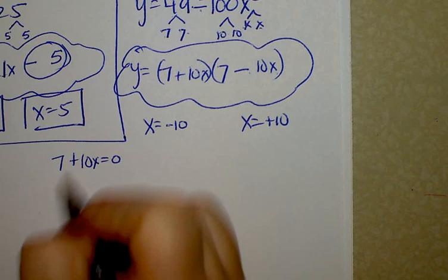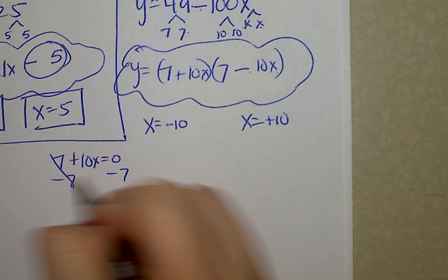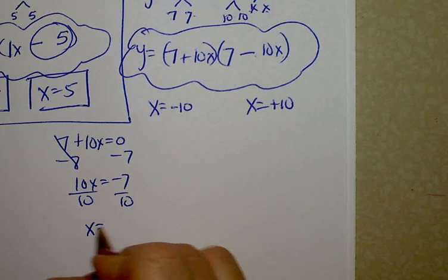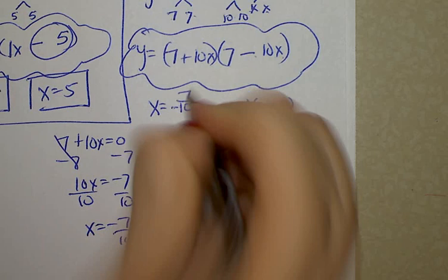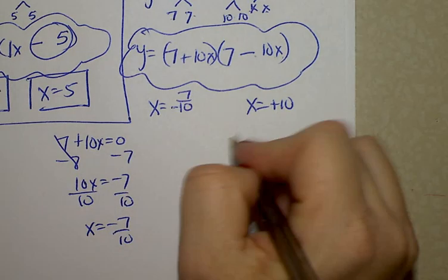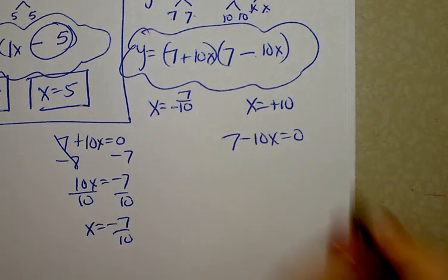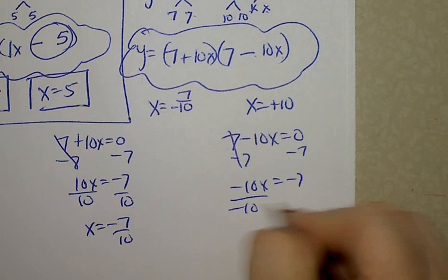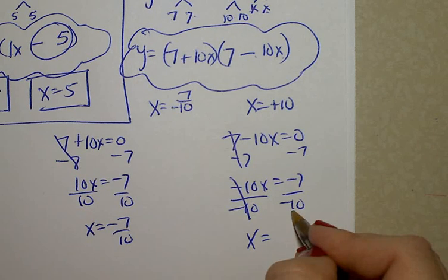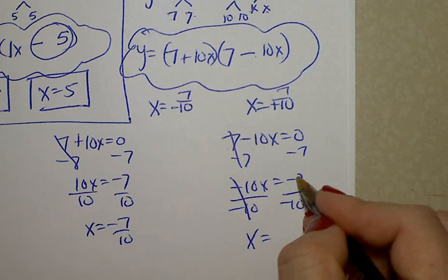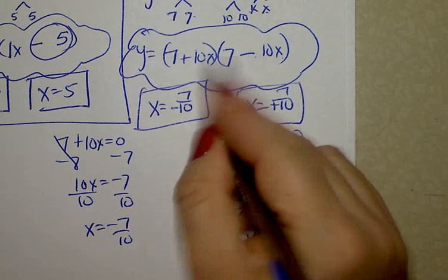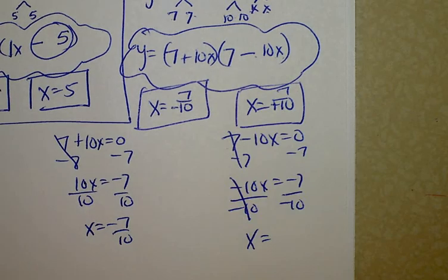and then I subtract 7. I think I'll do it the slower way here, just to help you out, and divide by 10, so I don't make a mistake, negative 7 tenths. Here I'm going to take this one, 7 minus 10x equals 0. I'm going to subtract 7, divide by negative 10, divide by negative 10. But here, the answer is going to be a positive 7 tenths because they're both negative. There are our real roots, and here's our factored form. Okay, next problem.